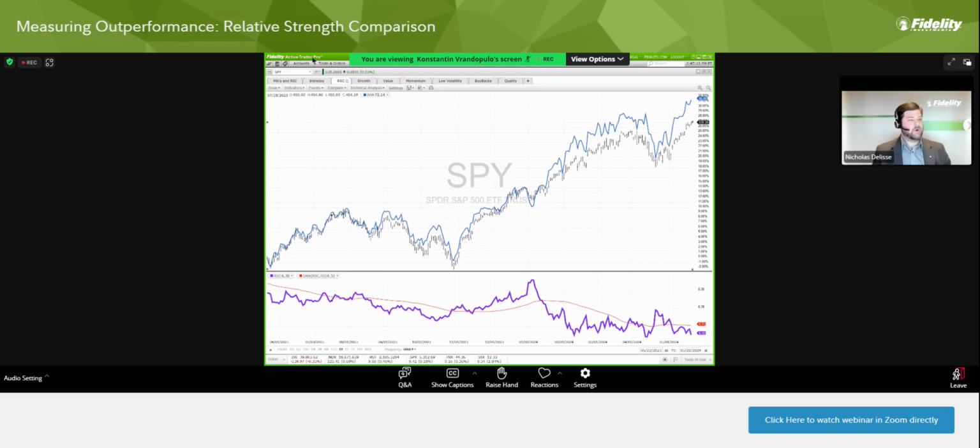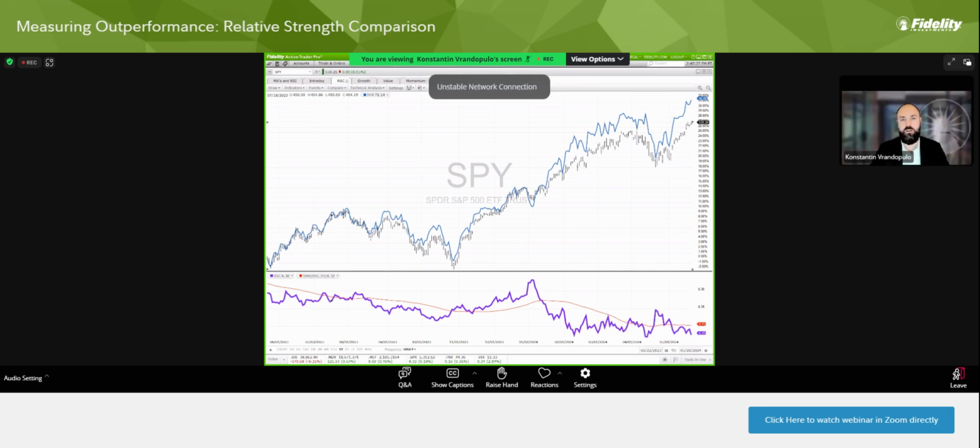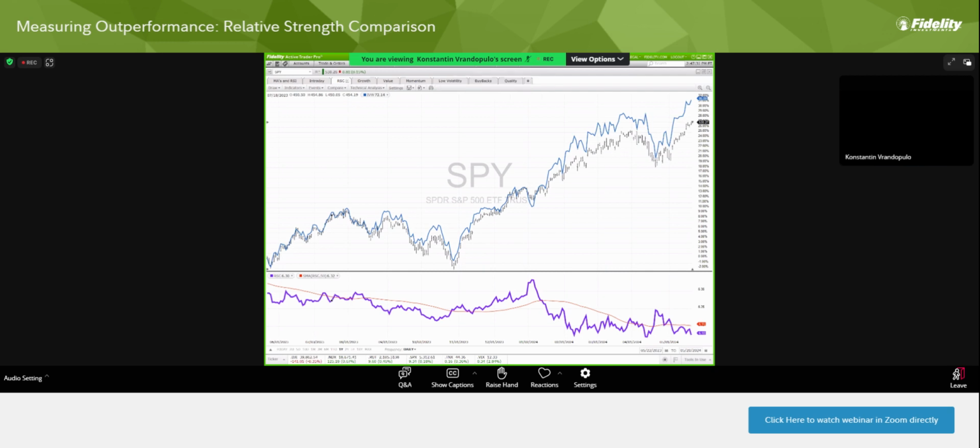Let's not confuse people here, right? If you flip the numerator and denominator, the idea is the same, but you flip the chart. You're getting the same idea for the trend strength of what's outperforming and what's underperforming, but the chart is going to look inverted if you flip the numerator and denominator.